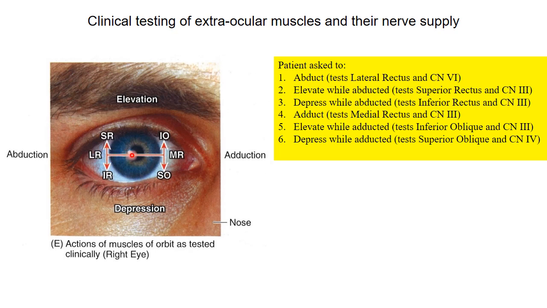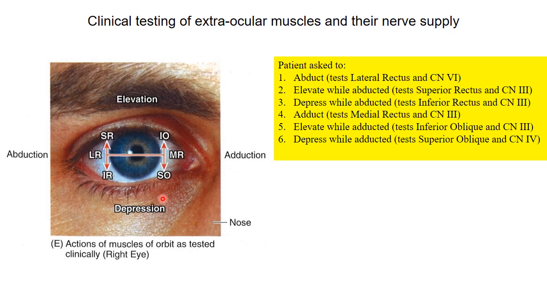Go back to the primary position. Look in. That's cranial nerve 3 and the medial rectus. Ask them to look up. Inferior oblique and cranial nerve 3. And then finally look down. Superior oblique and cranial nerve 4. So we start with 6, 3, 3, 3, 3, 4.